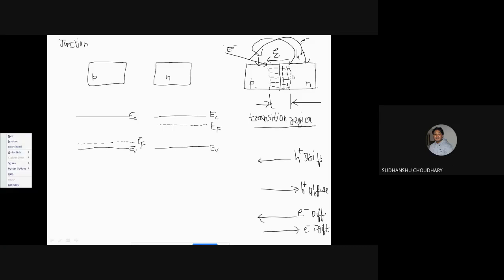Now, in this region there cannot be any electrons or holes existing. Of course, ionic charges are present, but ions are very heavy; they don't move. But no electron and hole can exist in this transition region. That is why it is also called depletion region, because it is depleted of any carriers. Electrons or holes cannot exist because of this electric field, which will sweep them from this region.